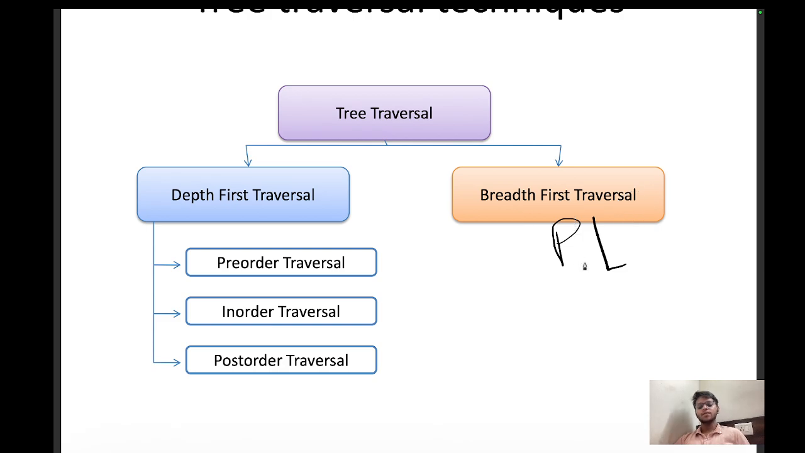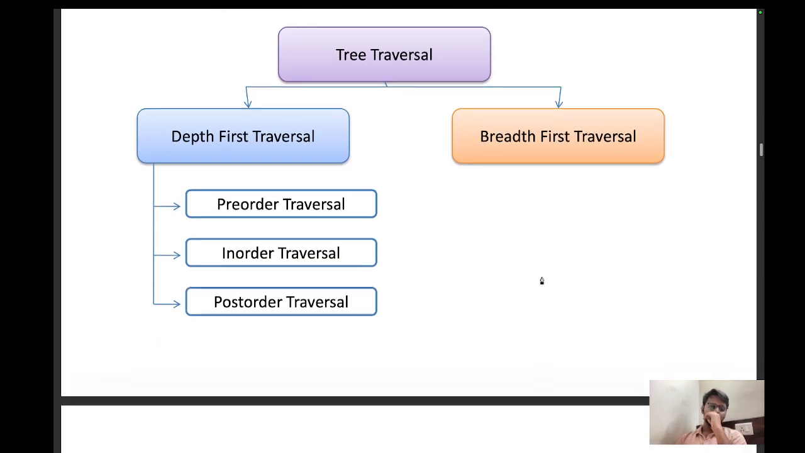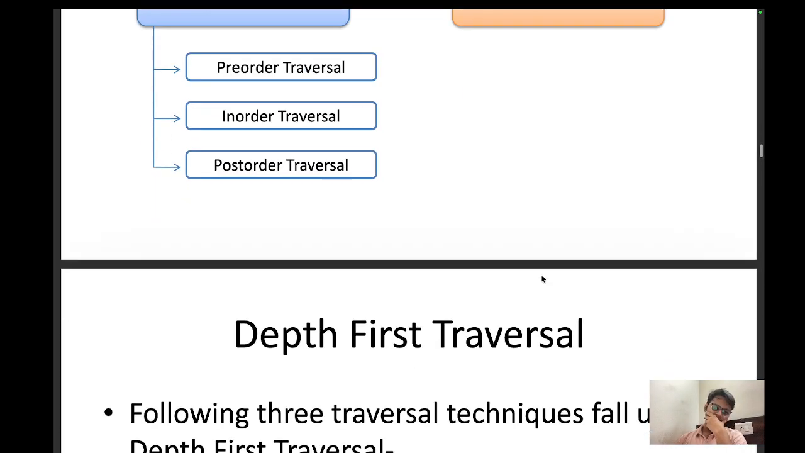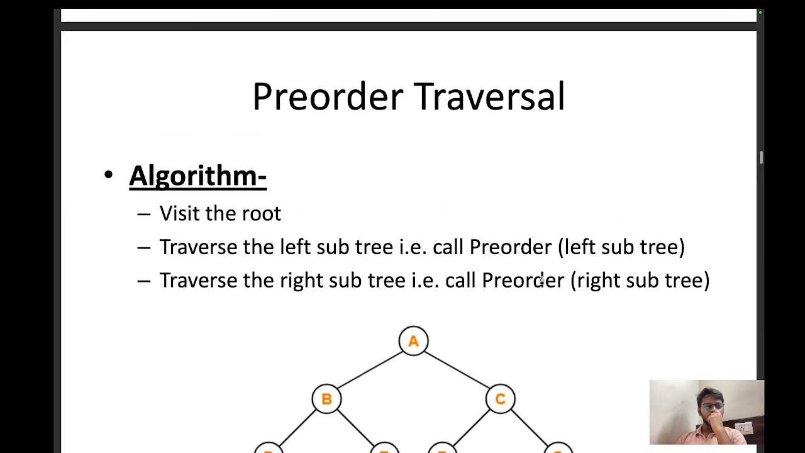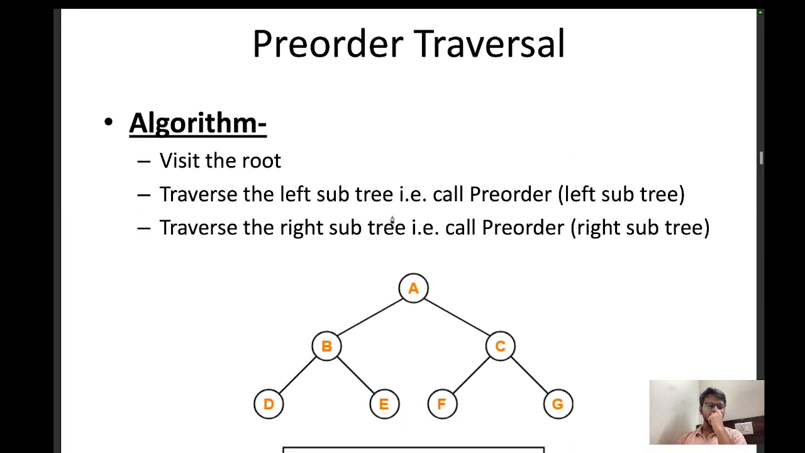P, L, and R. P denotes the parent, L denotes the left child, and R denotes the right child of the parent. Correct. So now let us see what is pre-order traversal.